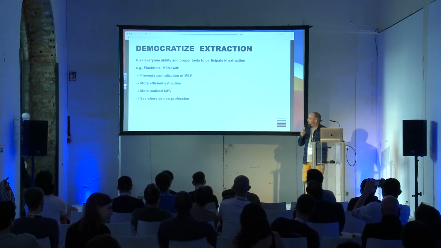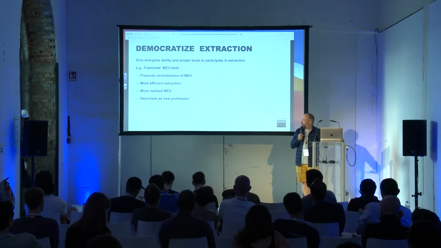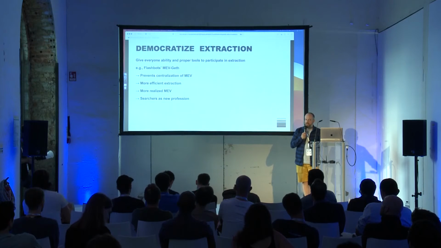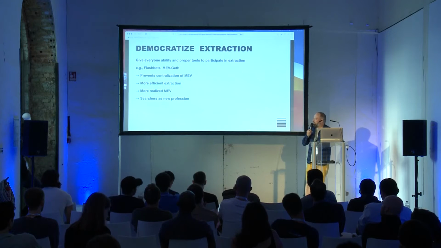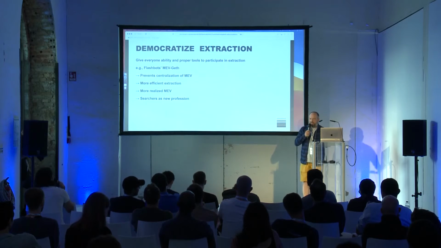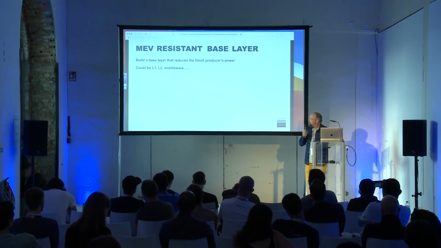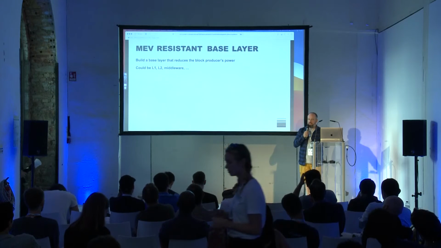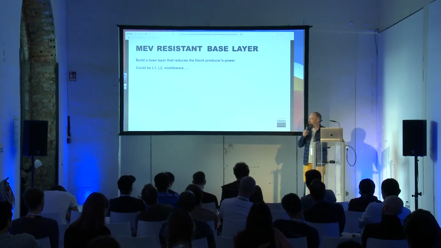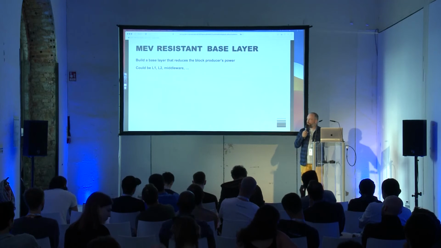Another option is to democratize the extraction. That is, for example, what Flashbots is doing with MEV-geth. That is slightly better because it distributes the value extracted onto many users of the system, but is also, in our opinion, not what we should aim for. So another option is an MEV-resistant base layer, where the transaction execution already is resistant or even completely immune to front-running. That could either be a new L1, L2, or a middleware somewhere in between.